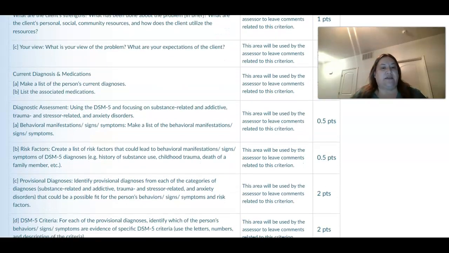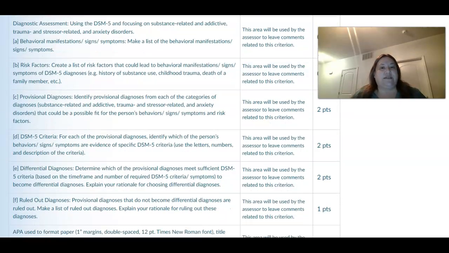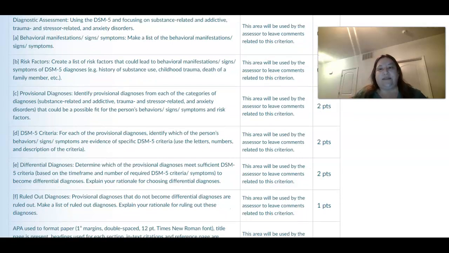Now, when we come to the diagnostic assessment, as I mentioned, using the DSM, this is where I said you want to choose from the DSM conditions or the diagnoses that we had talked about prior to week 5, and that is still correct. But I didn't list them out, so I want to list them out here. Any substance-related, trauma-related, stressor-related, anxiety disorders, depression, mood disorders, or bipolar disorder. Any of those, you must choose a provisional diagnosis from each of those categories, right?